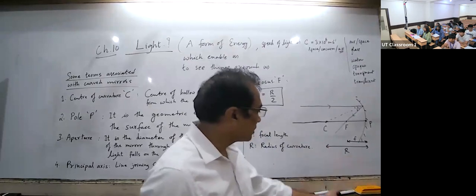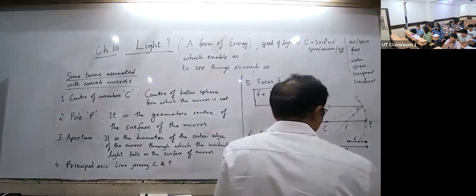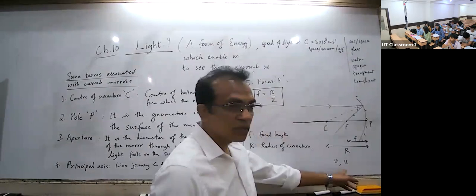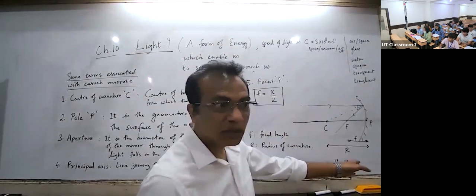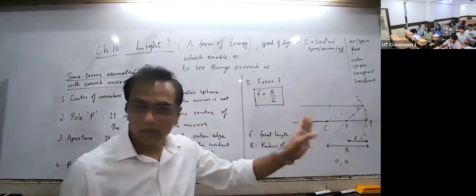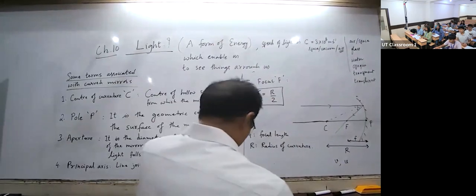So in the next class, there are two more distances left: distance of image and distance of object, and we'll learn about the sign convention, when these distances are taken as positive and when they are taken as negative. And there is size of object and size of image. So that will be covered under sign convention, etc.